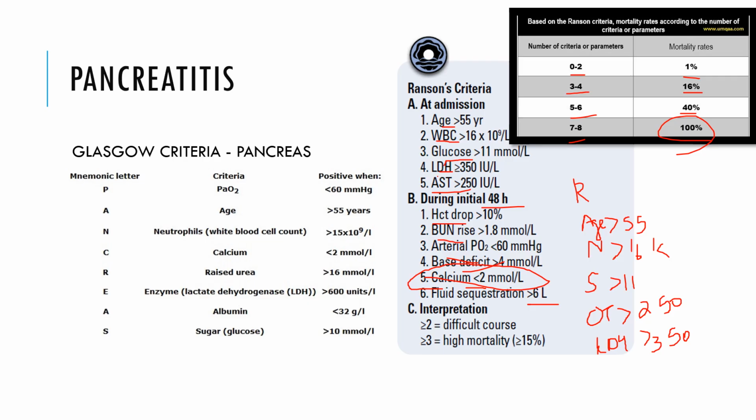There is also the Glasgow criteria, which again includes PO2, age, mainly like Ranson only, white blood cell, calcium, raised urea, LDH. Here there is an additional one, that is albumin. Otherwise everything is the same. So in the options, usually they ask about Ranson criteria, hypocalcemia, you have to remember, and other enzymes and hematocrit drop and BUN rise with fluid sequestration and all. If Glasgow criteria by chance is asked, also remember that there is also hypoalbuminemia.